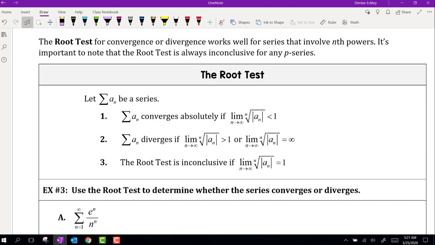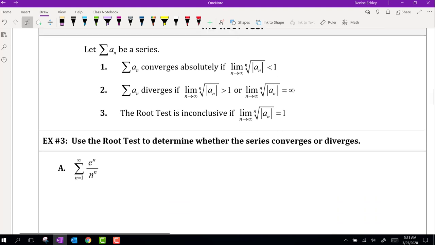So let a sub n be a series, and it converges absolutely if the limit of the nth root of a sub n is less than 1, and it diverges if the limit of the nth root of a sub n is greater than 1, or it is unbounded, it equals infinity. And again, it's inconclusive if that limit is equal to 1. Now this test is great if you have something to the n power especially. It makes your life so easy.